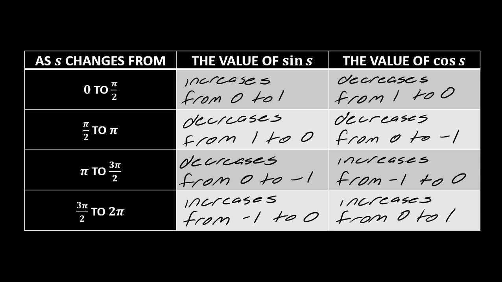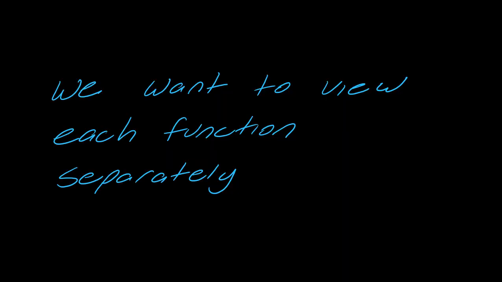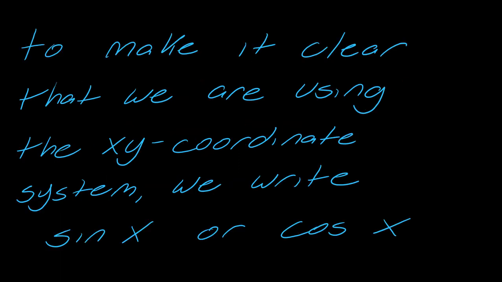So I want to view these though without the unit circle. I want to view these on an XY graph. So we're going to look at each function separately, sine versus cosine. I'm going to show you that in this video. And I just want to make it clear that we're not using the unit circle anymore. So instead of using s's or thetas, I'm going to use sine of x and cosine of x so that you can clearly tell that we're moving into the xy coordinate system.